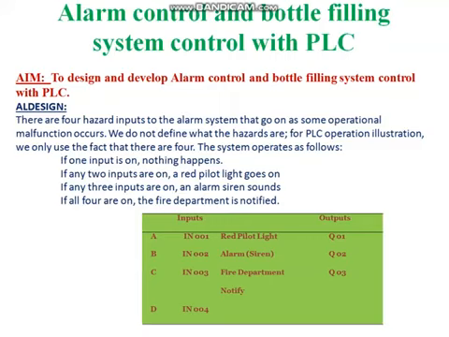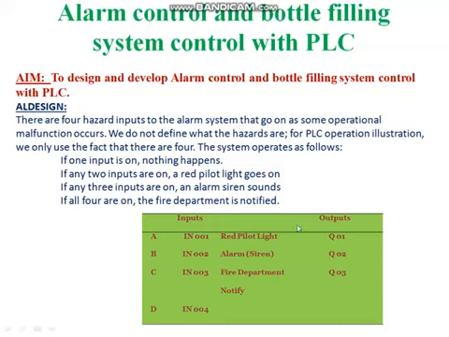Then if any 3 sensors become true, another alarm comes on. Any 3 sensors true means 1, 2, 3, or 1, 2, 4, or 2, 3, 4, or 1, 3, 4. So there are about 4 combinations under this condition. Then if all 4 sensors become true, the fire department is notified. That is the program we are going to do.